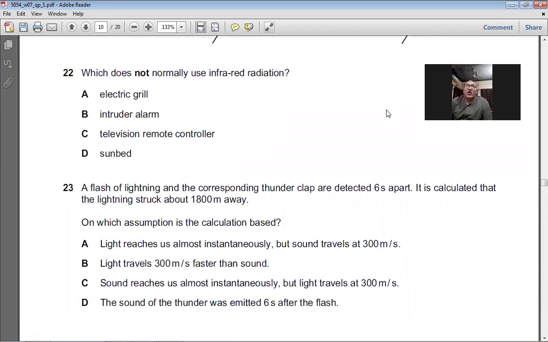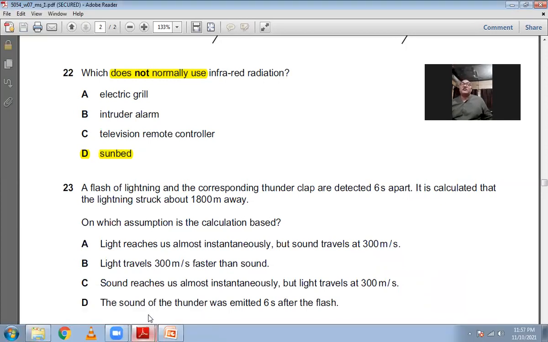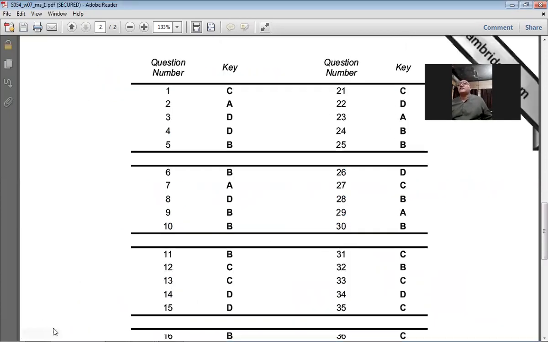Which does not normally use infrared radiation? Electric grill has infrared radiation. Intruder alarm, it uses infrared radiation. Television remote controller, it uses infrared radiation. Sunbed, yeah, the sunbed uses UV light. So which does not normally use infrared? Sunbed. D is the right choice. Question number 22.